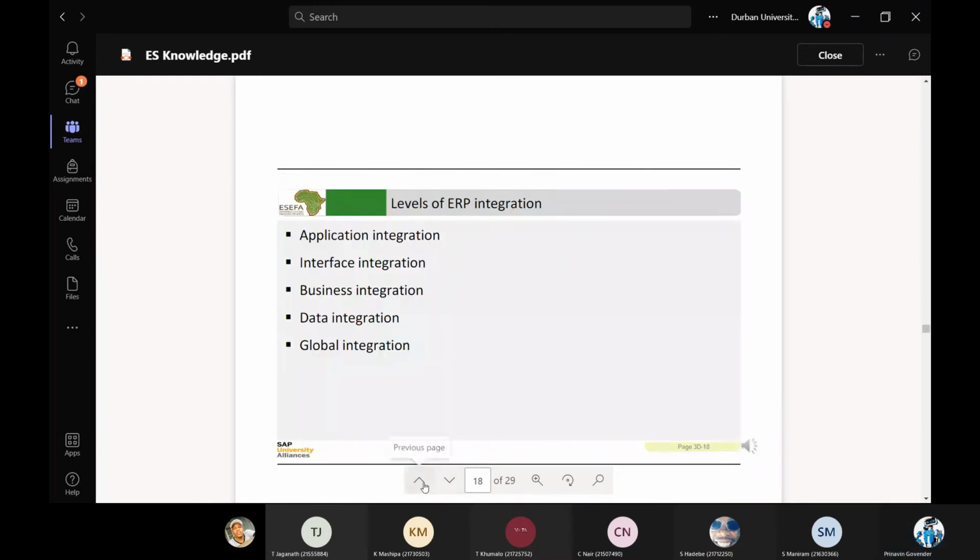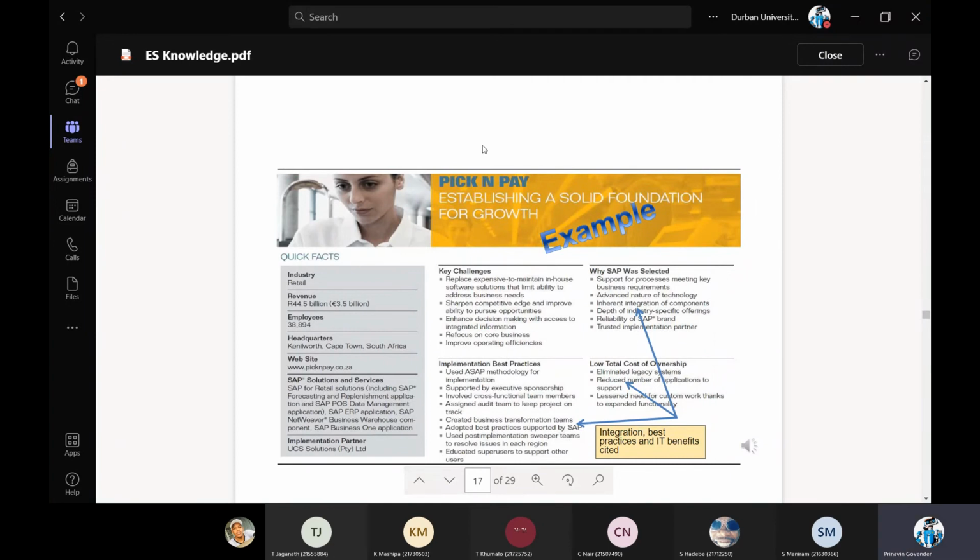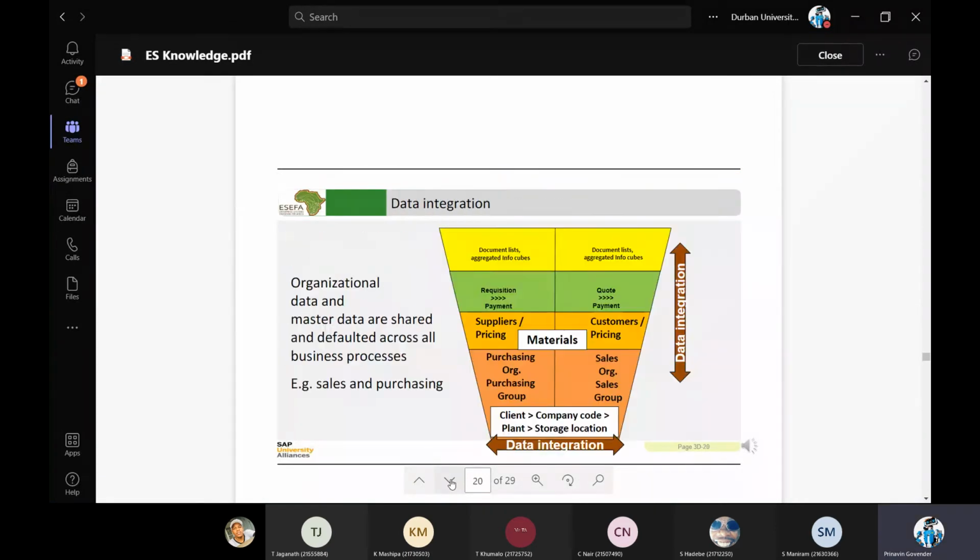Oh, Pick and Pay, I can see. Pick and Pay, quick facts, retail example. Why SAP was selected for Pick and Pay. Wow, look at that. Pick and Pay is using SAP. It supports processes for meeting key business requirements, reliability, a trusted implementation partner. If anyone doesn't know better, you'll think that I'm trying to promote SAP as an ERP system. Okay, right, go ahead.